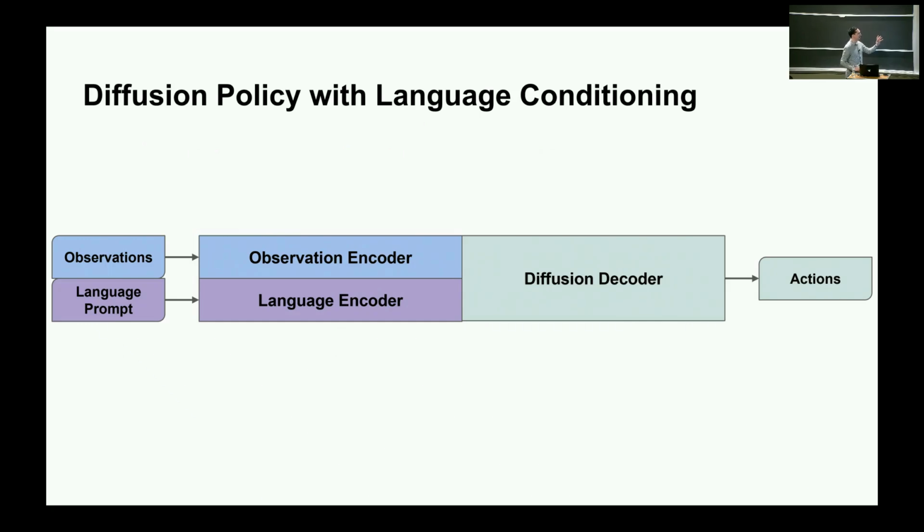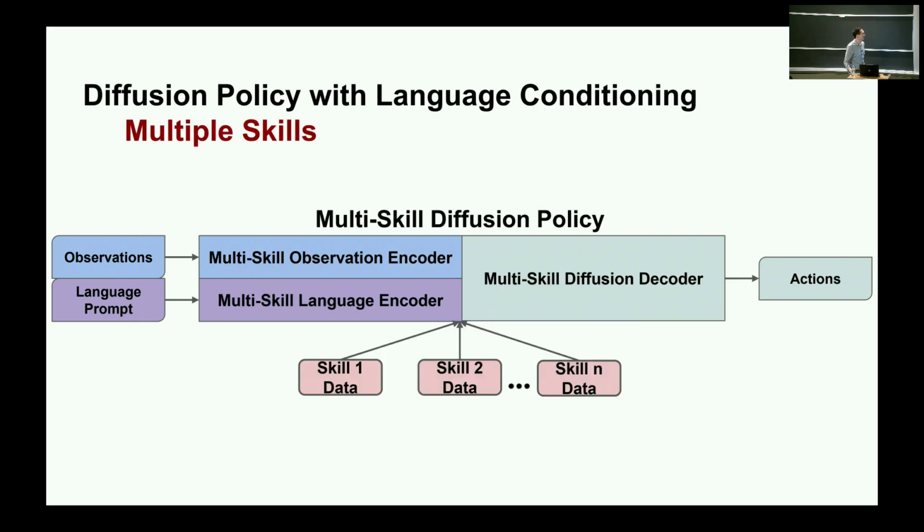And there's a lot of ways to do that. Like I said, we like language. The simplest version is that you slap a language encoder alongside your observation encoder. Then you plumb in all of the language annotated data that you can find lying around, and you're off to the races.